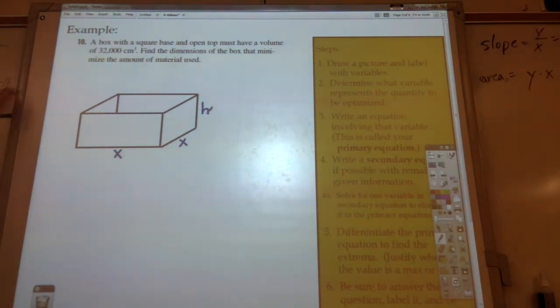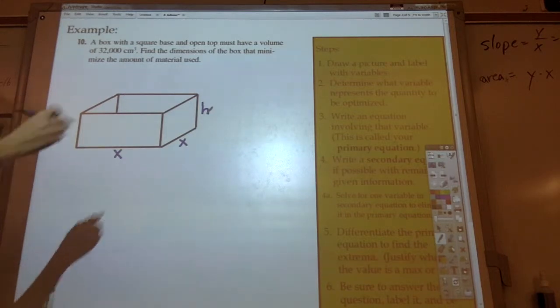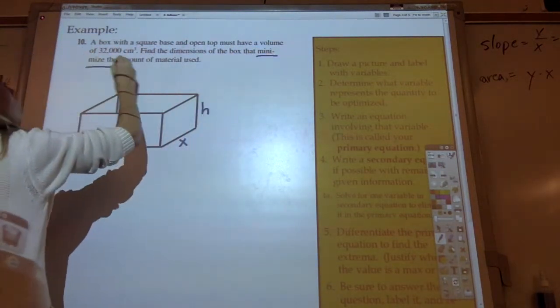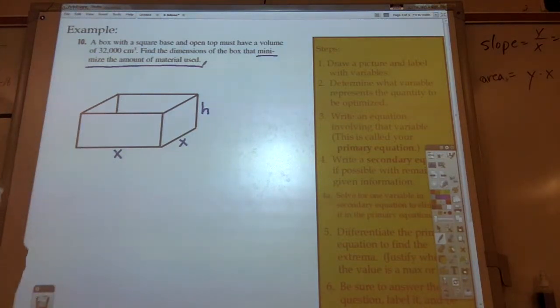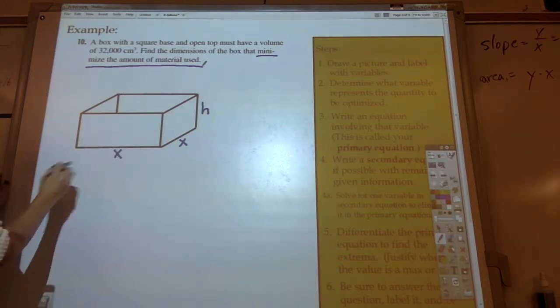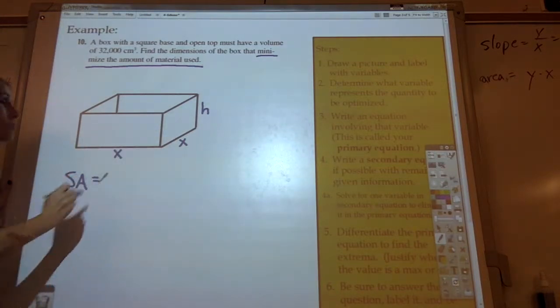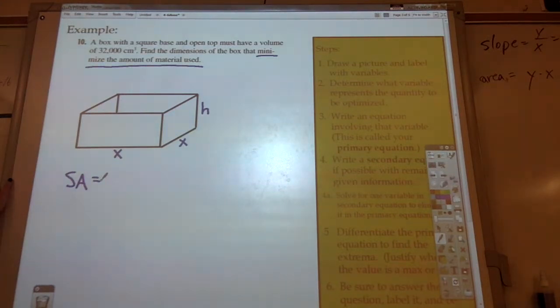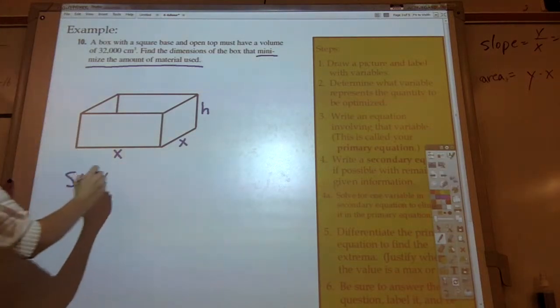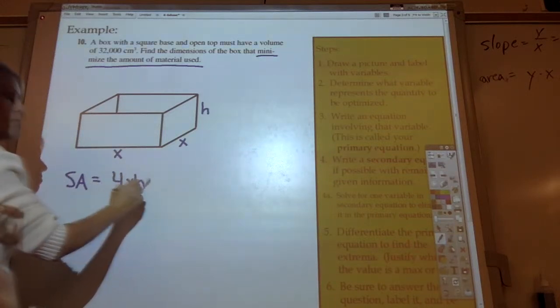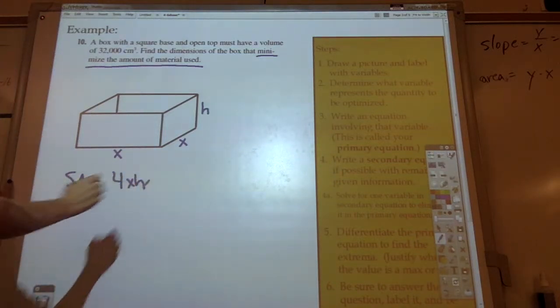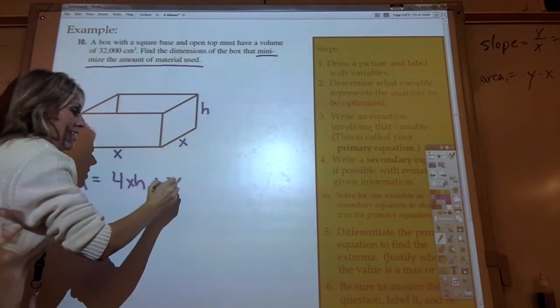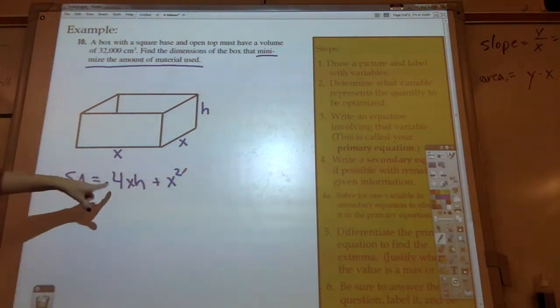Okay, so we need to find the dimensions of the box that minimize the amount of material used. So we are trying to minimize what? Give me a geometry term. Surface area. Okay, so we're trying to minimize surface area. So let's write an equation for surface area. And this is the one we're going to eventually be differentiating. How many sides is this? There's the bottom. So there's the 4 sides, there's the bottom.